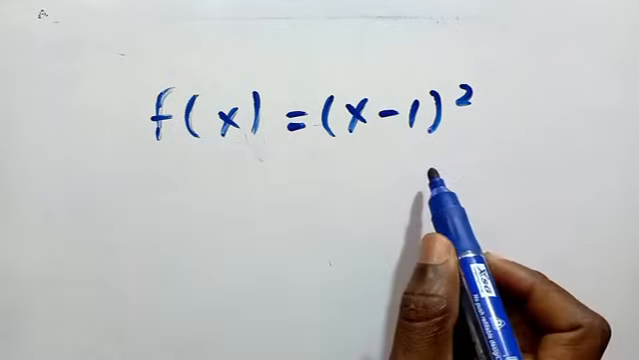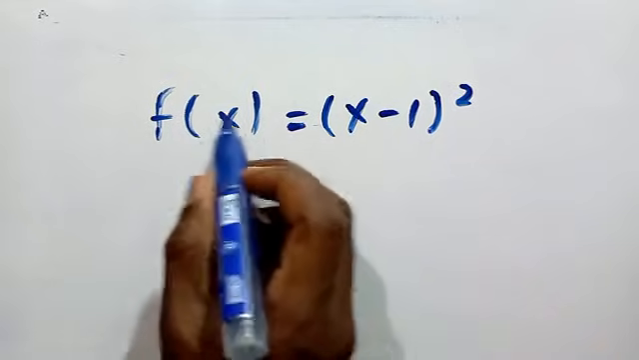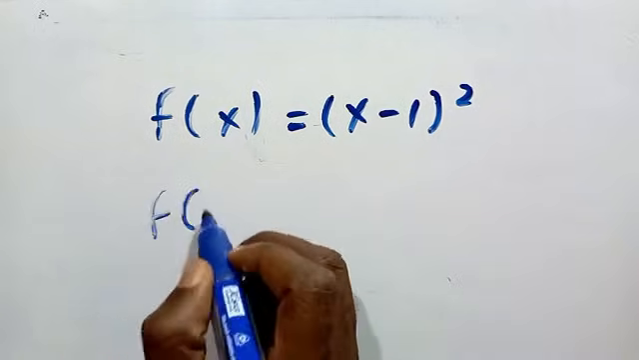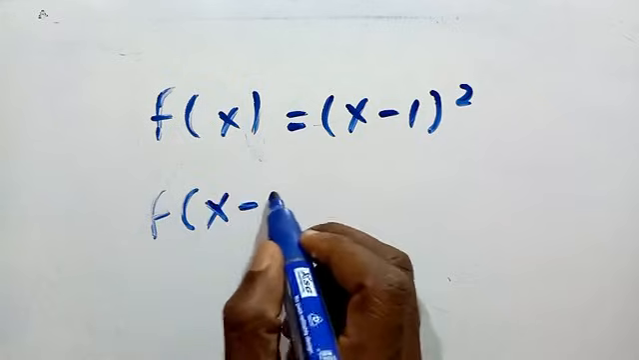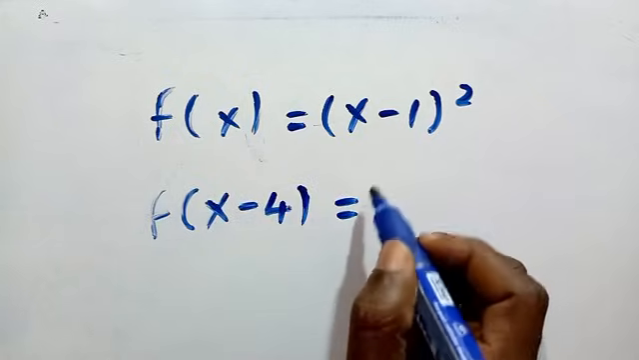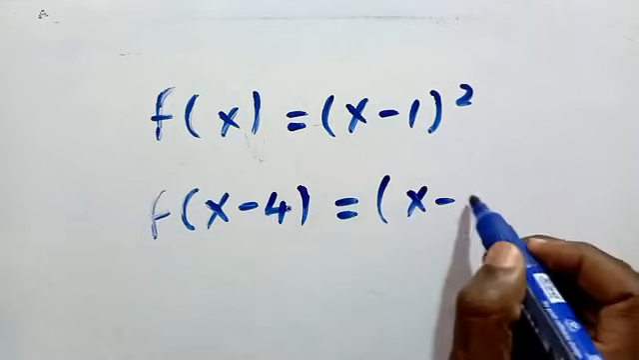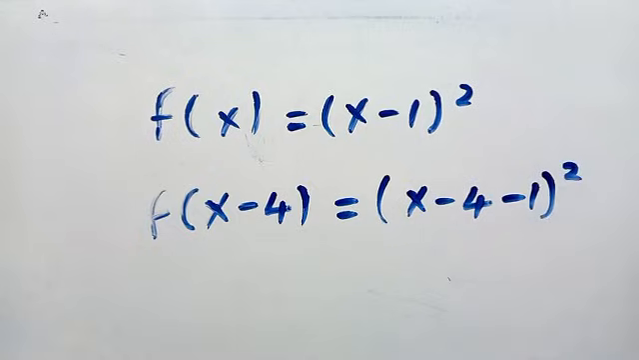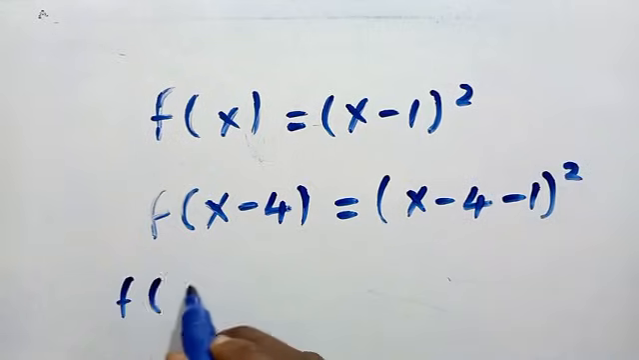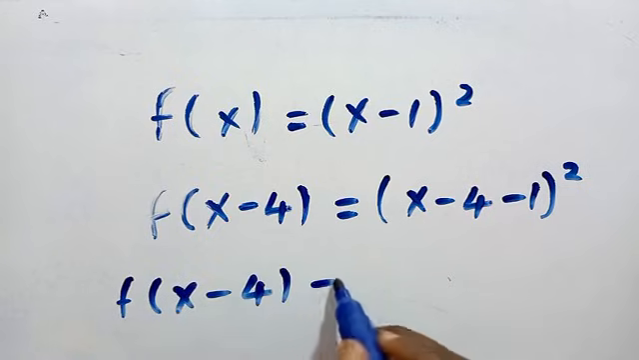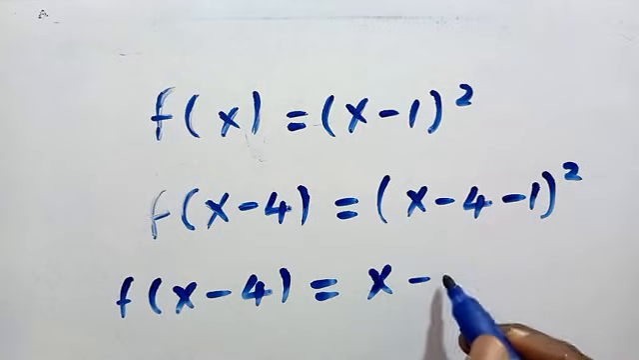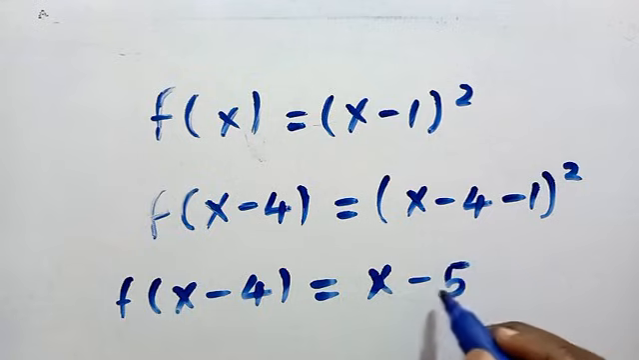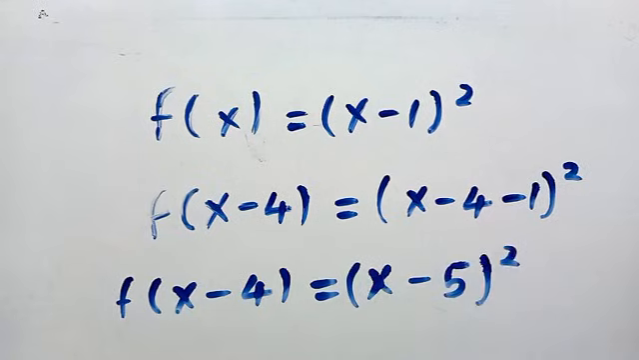And this is only f(x). So what we just need is to replace x with x - 4. As we have f of, instead of x, we change it to x - 4. This equals (x - 4 - 1)^2. So f(x - 4) = (x - 4 - 1), that gives us minus 5, then raised to the power of 2.